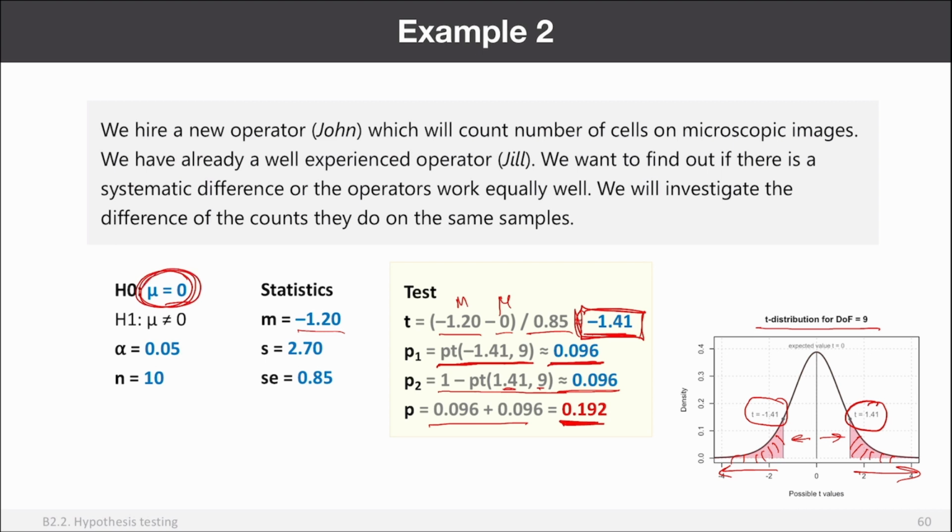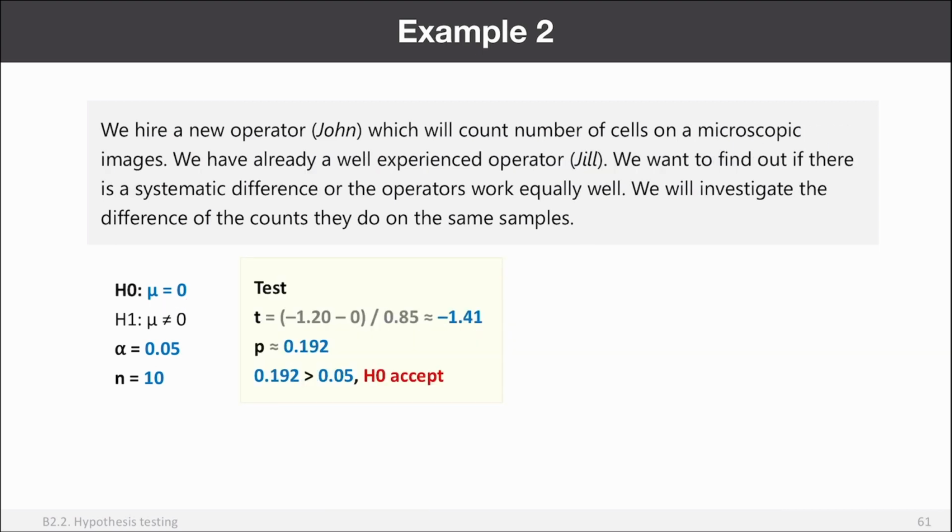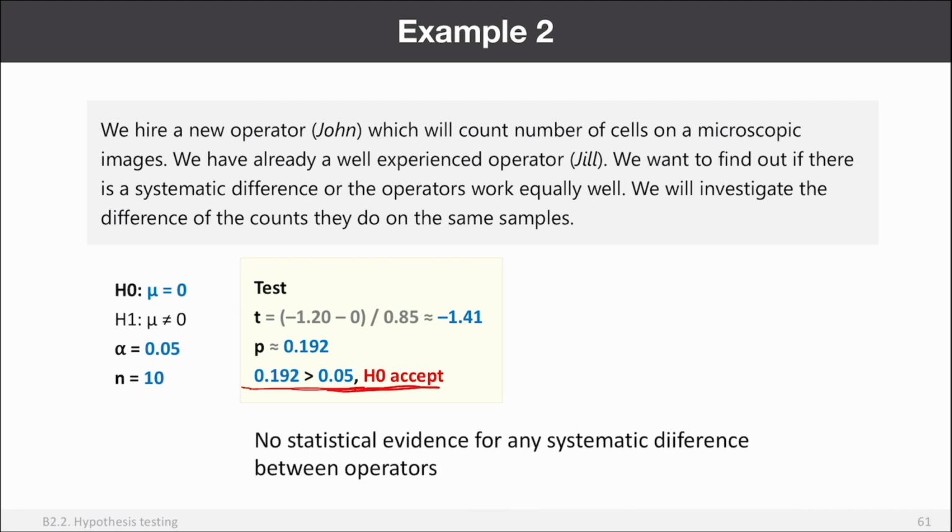Now we compare our calculated p-value with the alpha, with the threshold, and then you can see that it's way above 0.05. So we accept null hypothesis here. So again, we don't have a statistical evidence for any systematic difference between operators. So in this case, we hire John because we don't see any systematic deviation from the Jill's results.